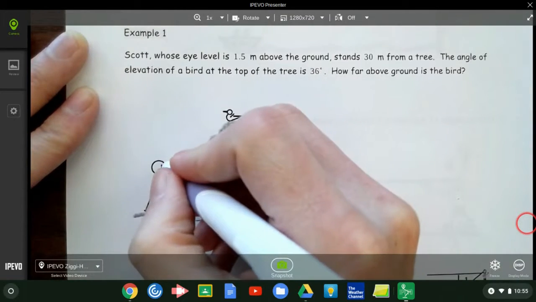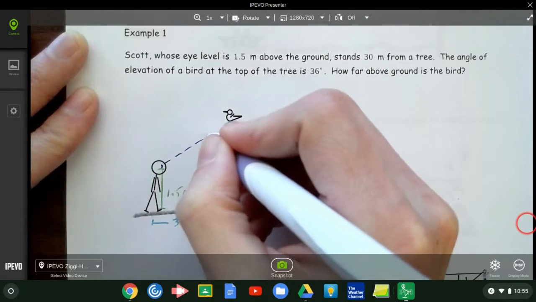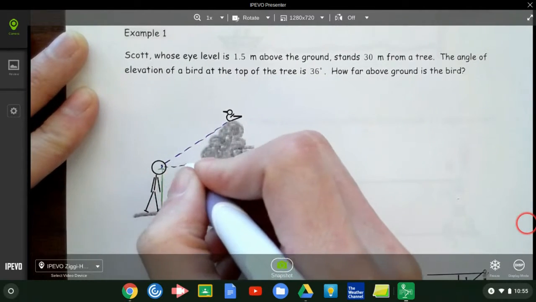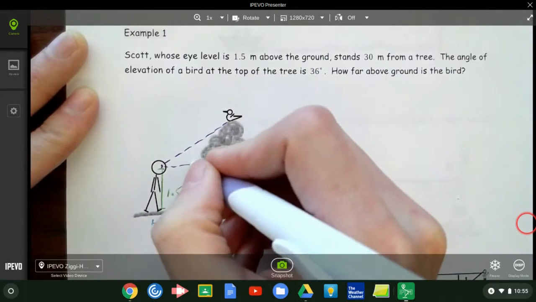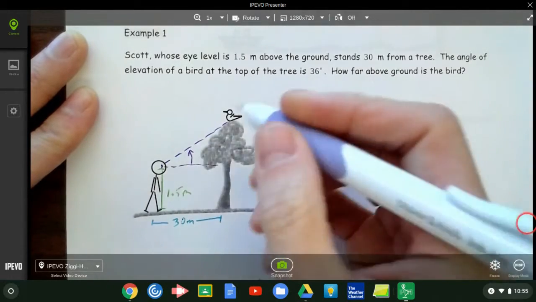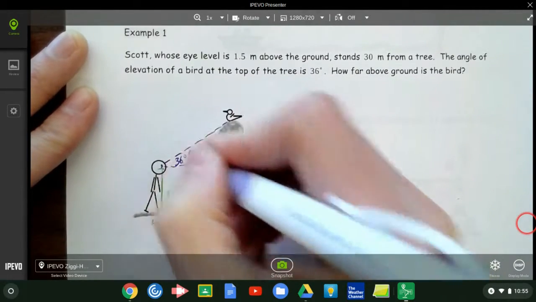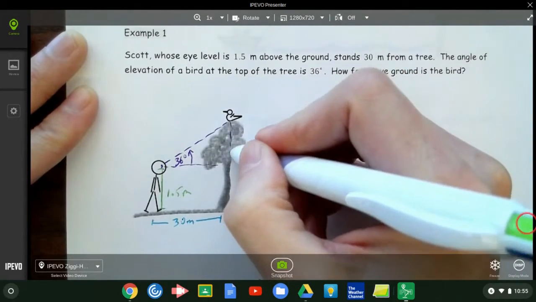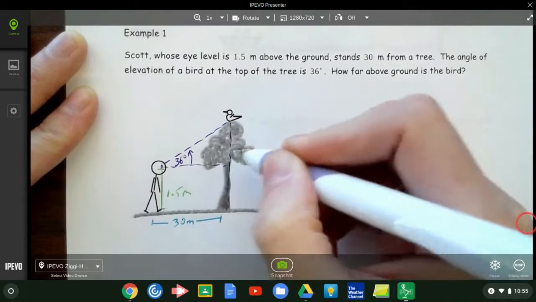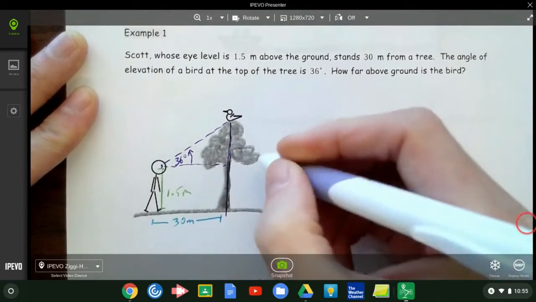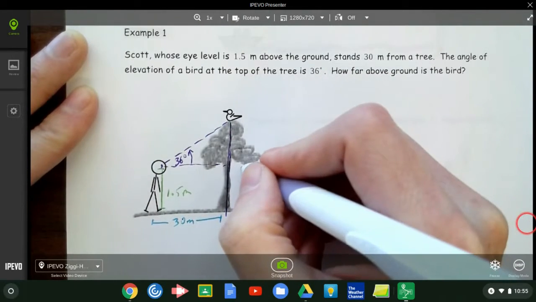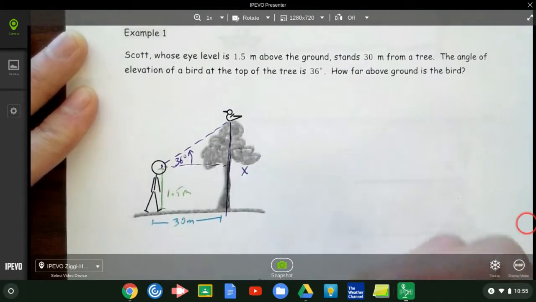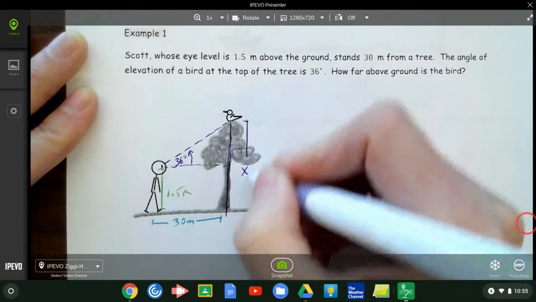The angle of elevation that he looks up to this bird from a horizontal line, that angle of elevation has to be 36 degrees. How far above the ground is the bird? So how far, this is what I'm looking for, I'll call it, well, let's just call it X, okay? And that X is this entire thing.